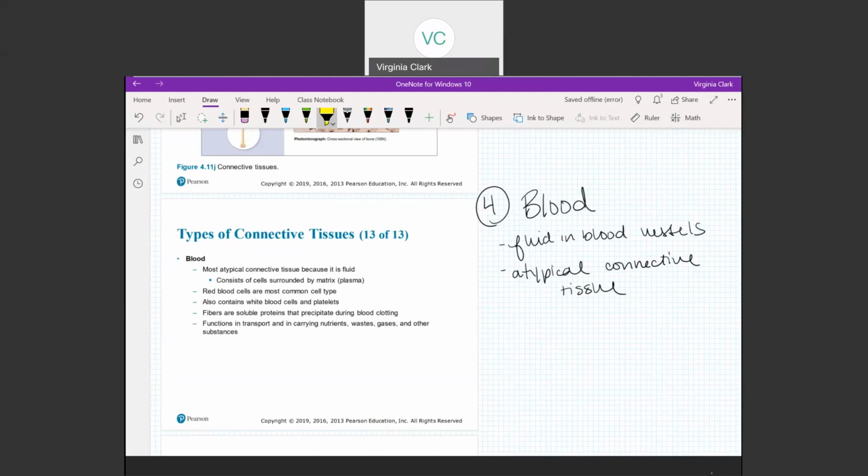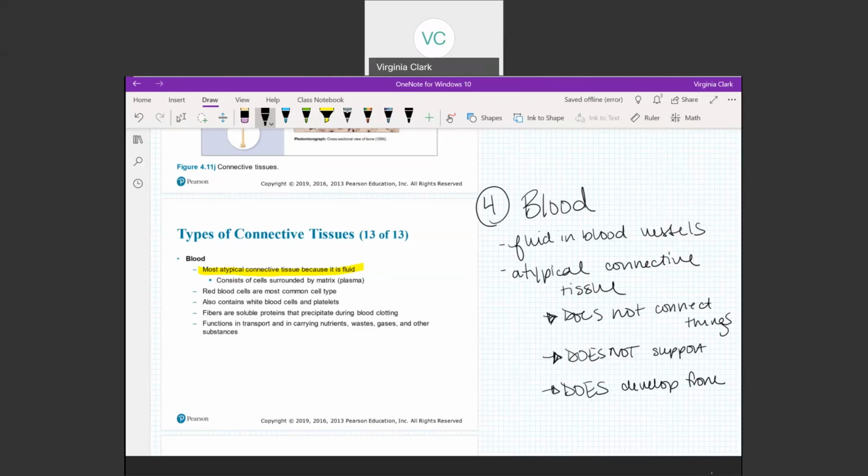And there's a couple of reasons why it's an atypical connective tissue. It does not do connection. So it does not connect things. That's one way it's atypical. It also does not support things. So those two main functions of connective tissue, this doesn't do. But what it does do is develop from that same embryonic tissue, the mesenchyme. So it still has that foundation.